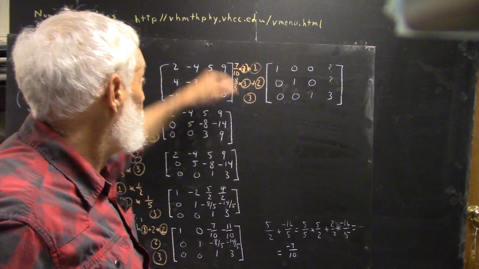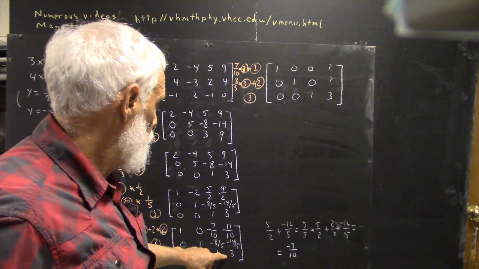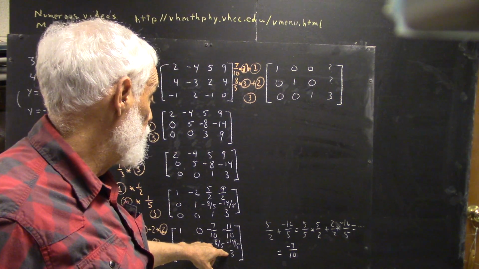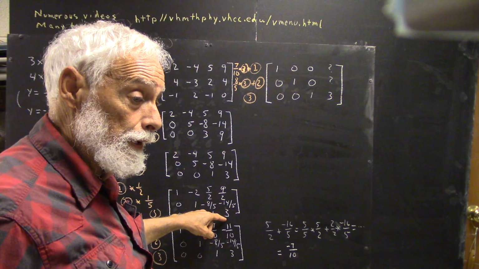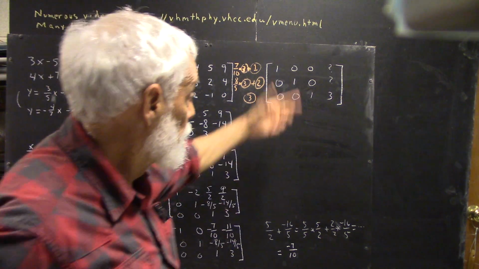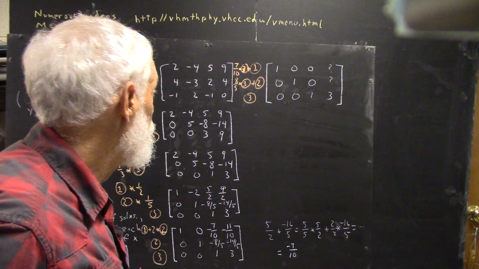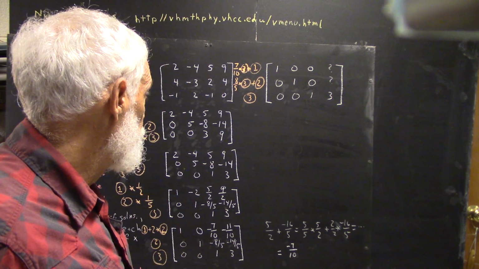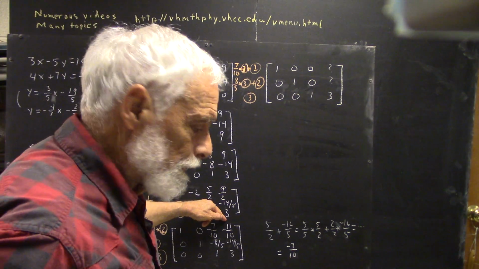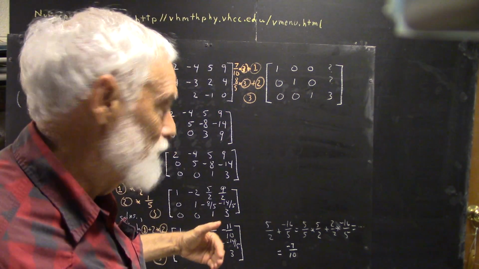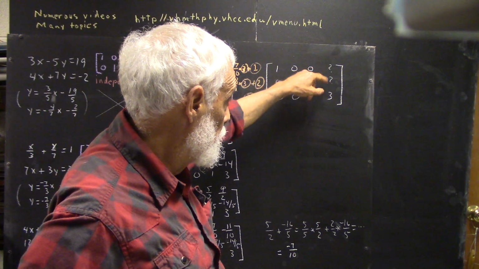Okay, and then 7/10 of the third row. 7/10 of 3 is 21/10. Add that to negative 11/10, we get 20/10, which, that can't be right. 7/10 of 3 is 21/10. Added to negative 11/10 is 10/10, which is 1. So we get 1, 2, 3 over here.